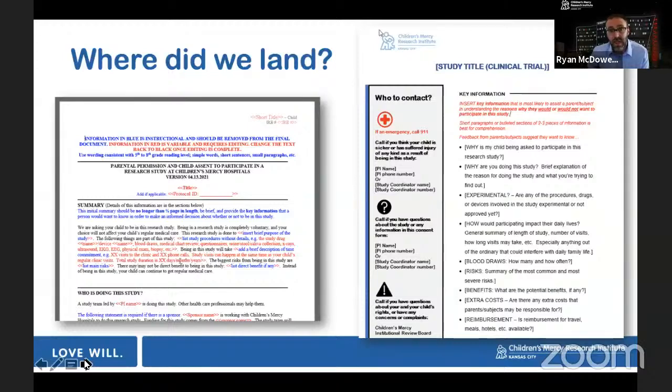But if there is one takeaway from the entire project, it was the new connection that we've made with our health literacy committee at Children's Mercy. And here you can see this template is really following a lot of those health literacy principles: the chunking, the white space, just making it more easily comprehensible and digestible. Next slide.